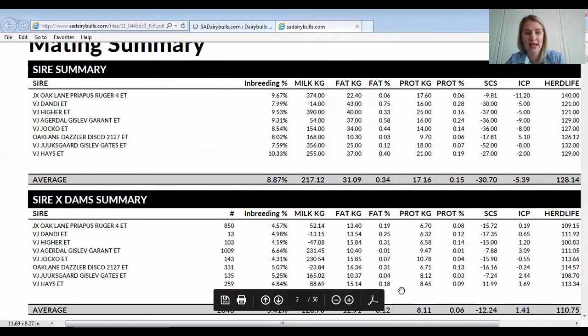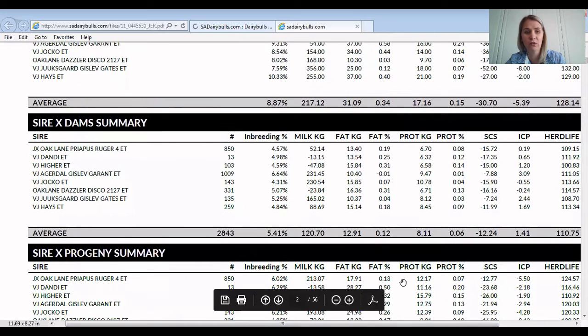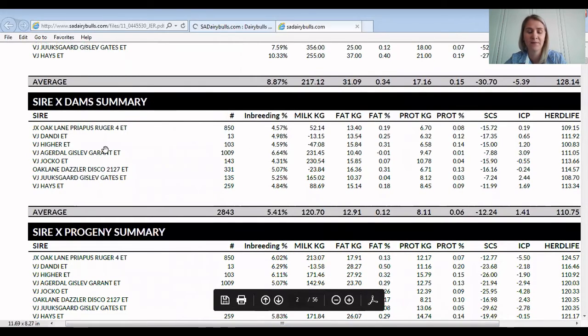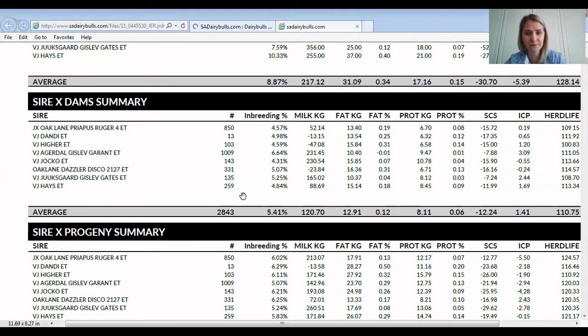Then we look at the dams that we have chosen. So I've chosen all the active heifers and cows in this herd. So you'll see there were 2,843 animals, of which 1,009 were mated with Garants, 850 then the second choice was with Rugger, and the third choice would then be Disco over here. It will have the inbreeding percentages of all the matings that were possible, as well as the breeding values and breeding objectives.